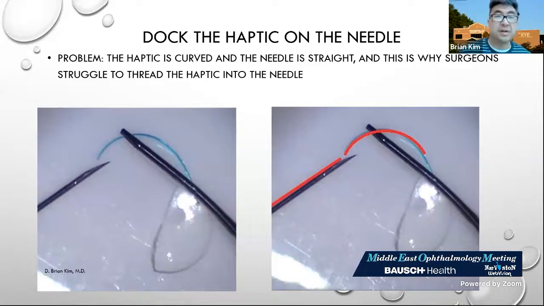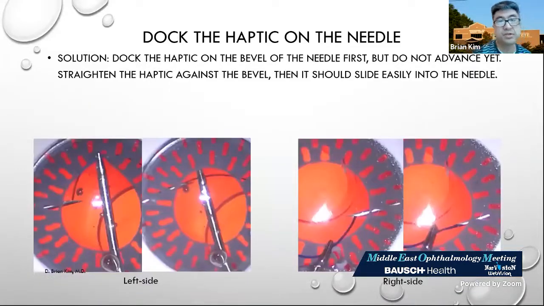So, docking the haptic on the needle. The haptic is curved, but the needle is straight. And so this is why surgeons struggle to thread the haptic into the needle. And so the solution is to dock the haptic on the bevel of the needle first, but do not advance it yet. You want to straighten the haptic against the bevel, and then it should slide easily into the needle.